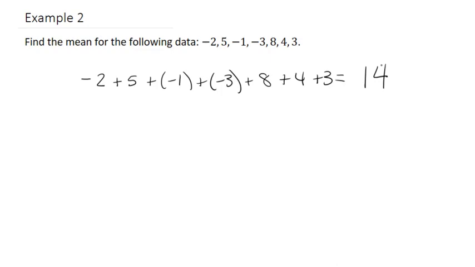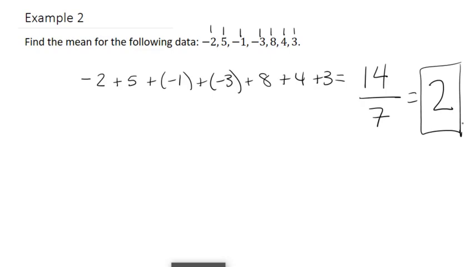And then we need to count how many samples we have. So we have 1, 2, 3, 4, 5, 6, 7. So then what we do is we take 14 and we're going to divide it by the number of samples, which is 7, and we get 2. And then this is our mean for this data set. So let's do another example.